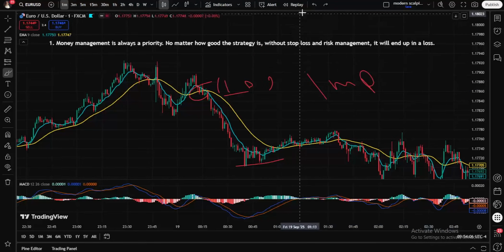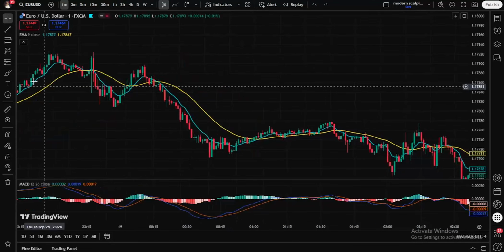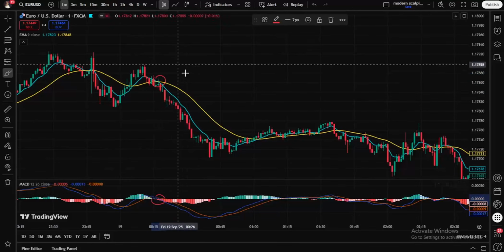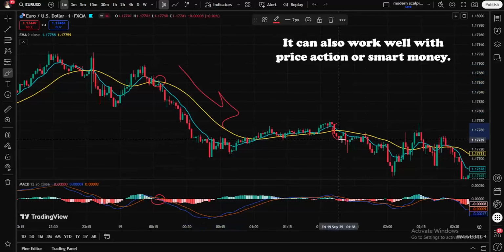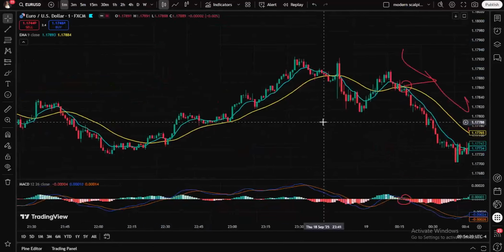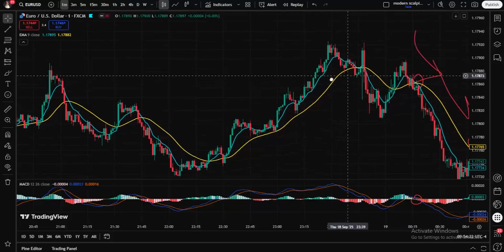3. No indicator is perfect. The best thing to do is to combine EMAs with price action. For example, when price action is breaking resistance and the EMA and MACD are in the same direction, then your entry will be much more confident.